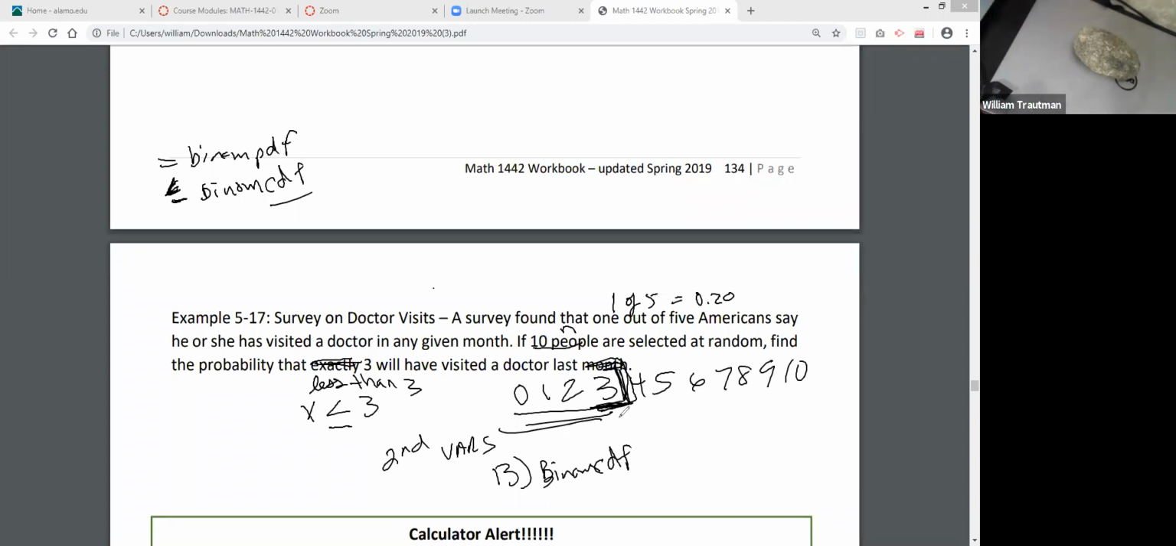We take it to 4 decimal places. Our answer here is 0.8791. So I changed the problem and it's 0.8791. Okay. That's less than or equal to 3.